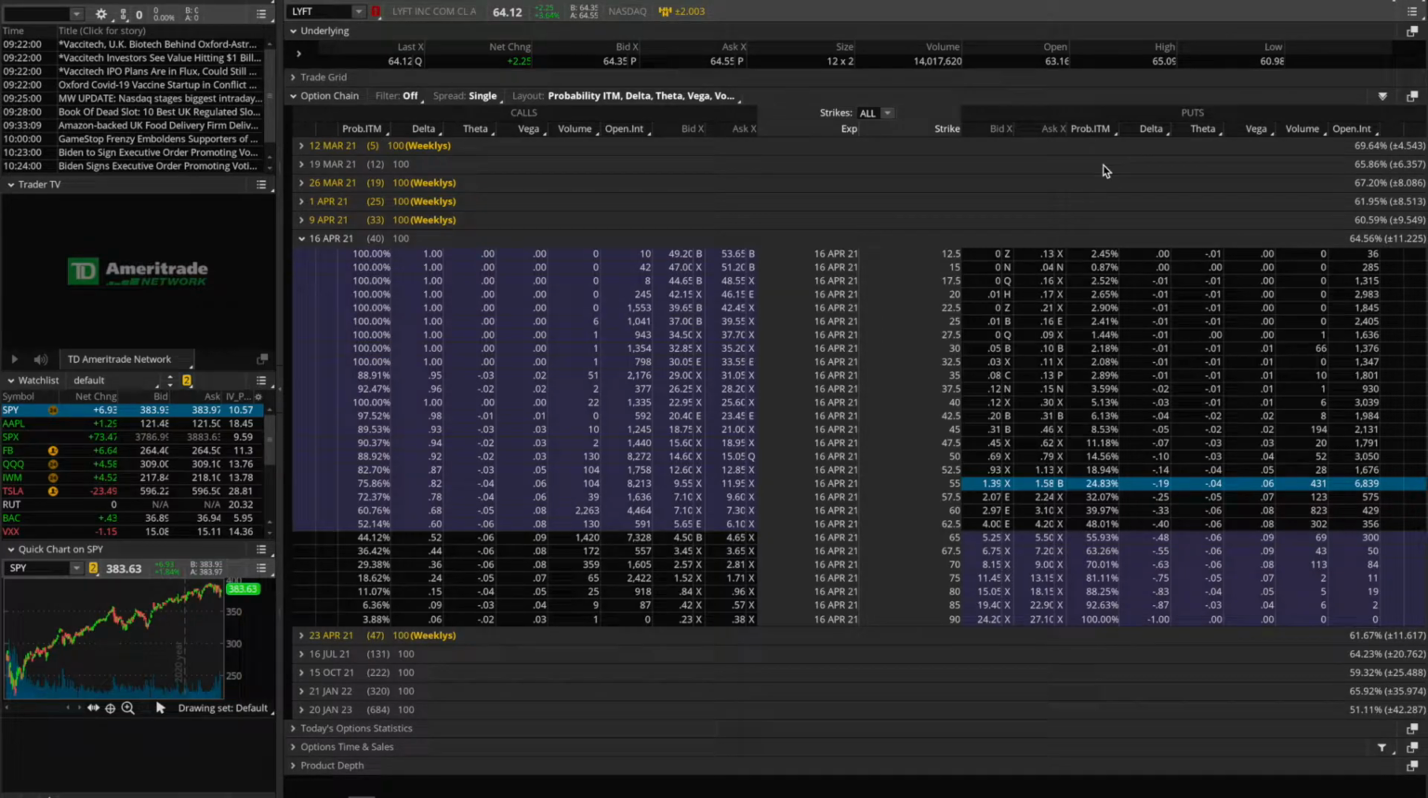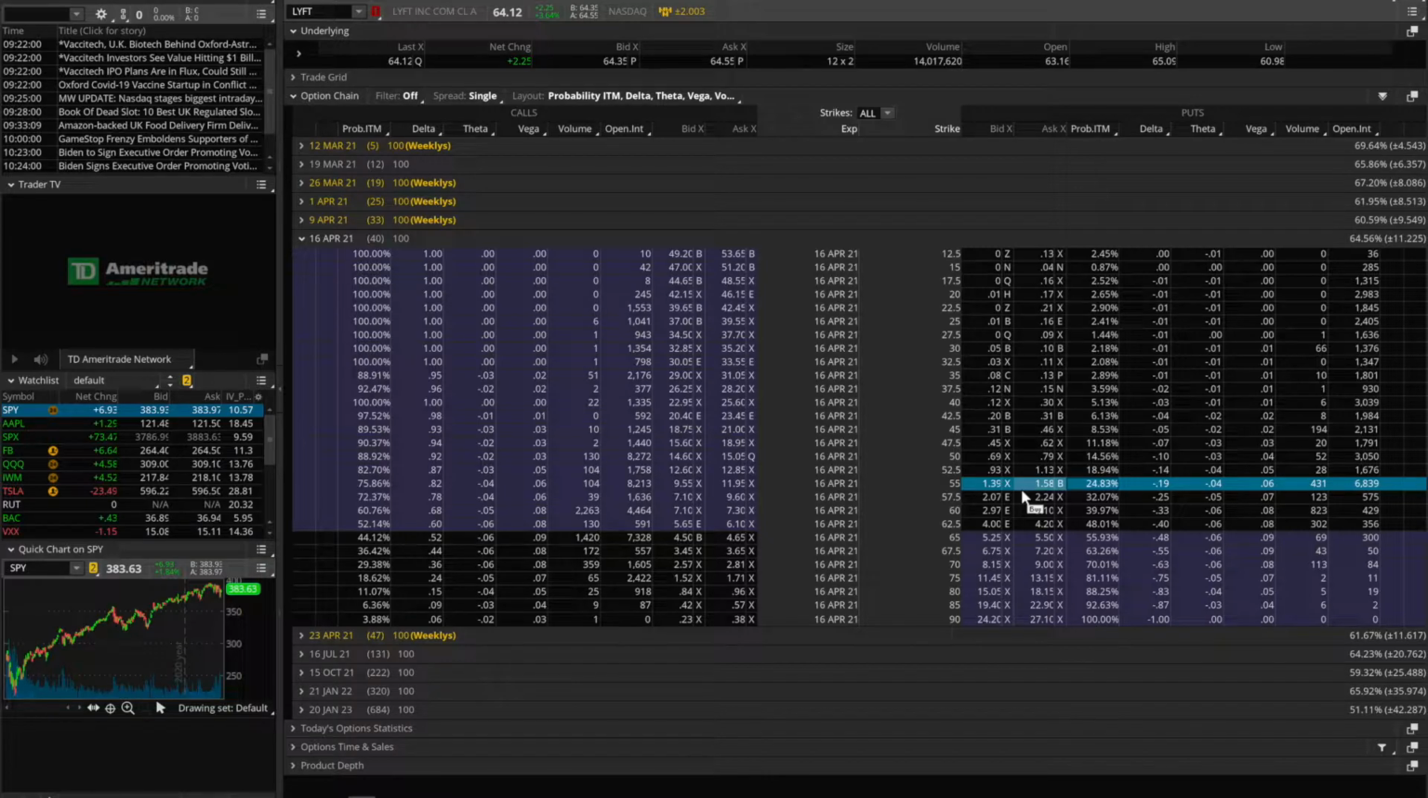And that's the same thing as the chance or the probability that Lyft falls below 55 bucks per share by the expiration date. You can see there's only about a 25% chance of that happening, which means there's a 75% chance that by the expiration date, Lyft is still above 55 bucks per share. So a 75% chance that I will make a full 150 bucks on this trade.